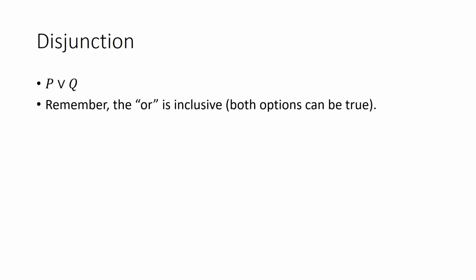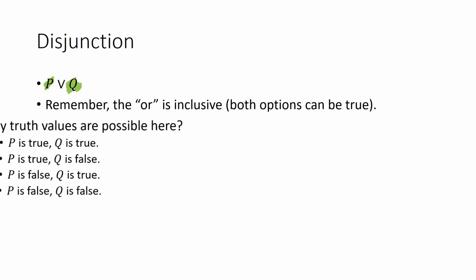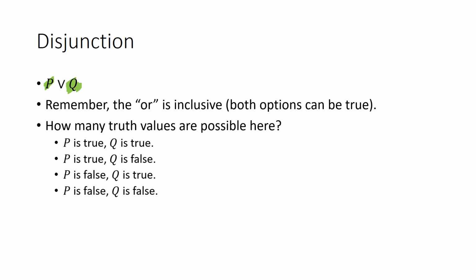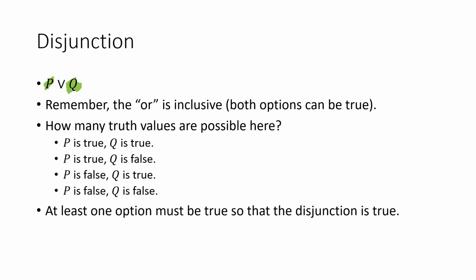Next up is a disjunction. So our molecular sentence is P or Q. And remember, the or is inclusive, so both options can be true. P can be true, Q can be true, or both P and Q can be true. How many truth values are possible here? Well, there must be 4 because we have 2 atomic sentences, and obviously 2 times 2 is 4.